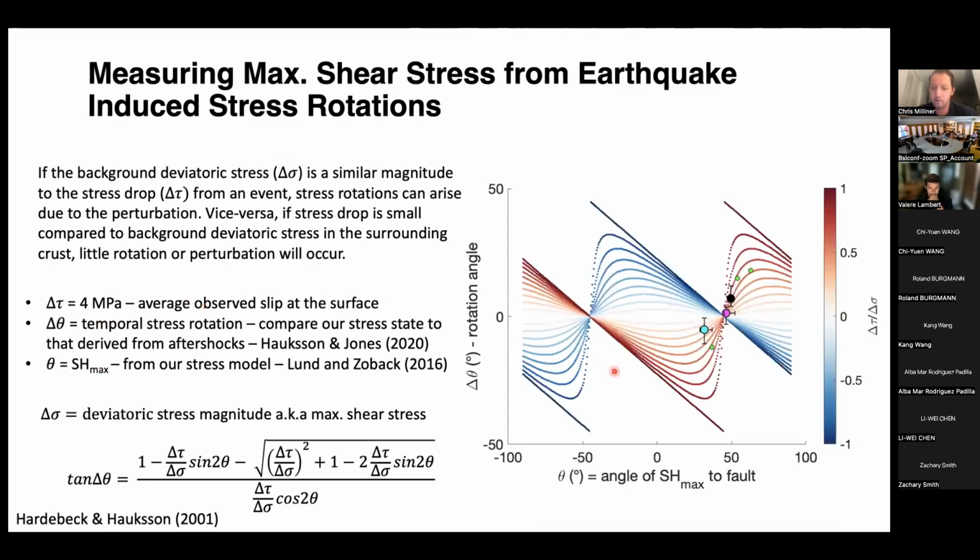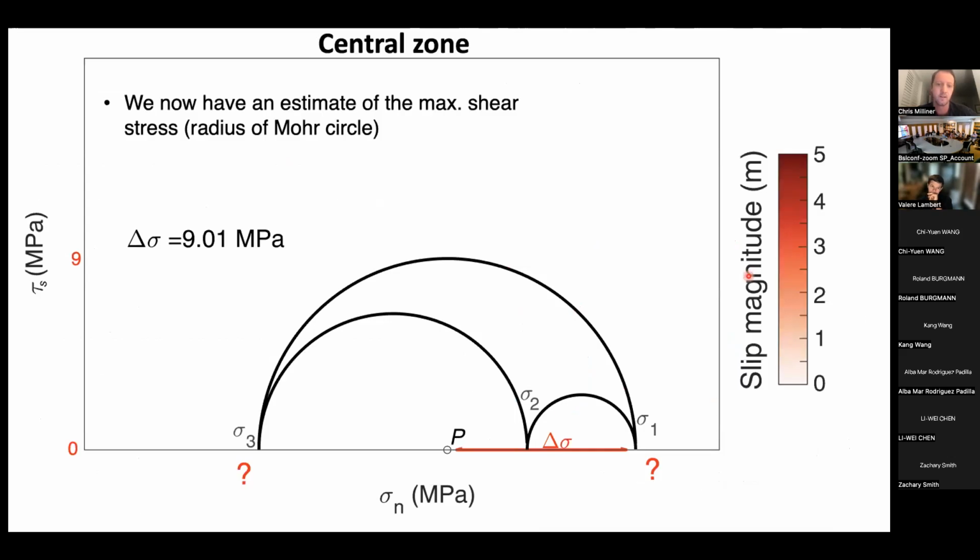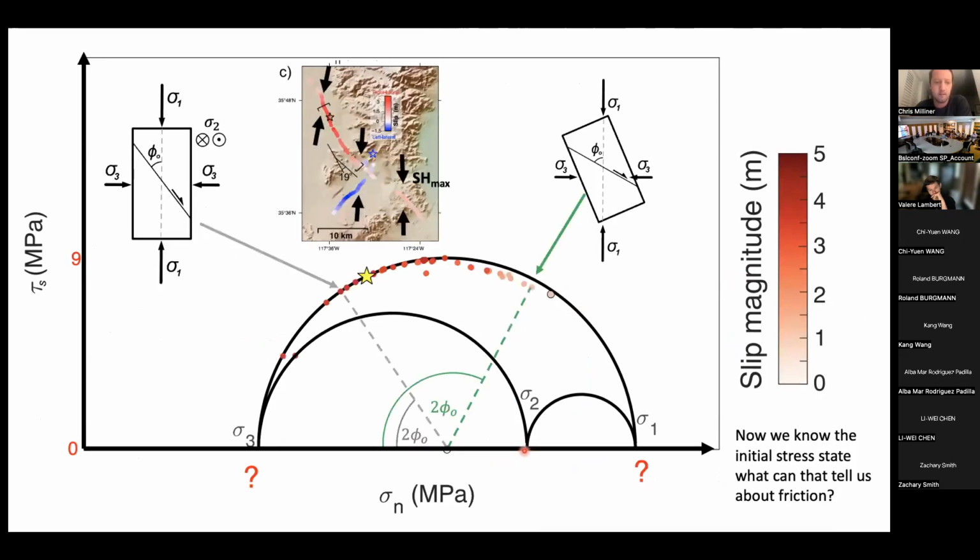This is showing it graphically here, where our points are plotted with this equation. The cyan, purple, and black are the values for these three zones. And this ratio gives you delta sigma here. The green dots actually show the values for Landers, and it's interesting that they fall pretty close to the same ratio. For the central zone, we get a value of about 9 megapascals. So now we know the radius of our Mohr circle, which is great. We still don't know its location in absolute stress space yet.